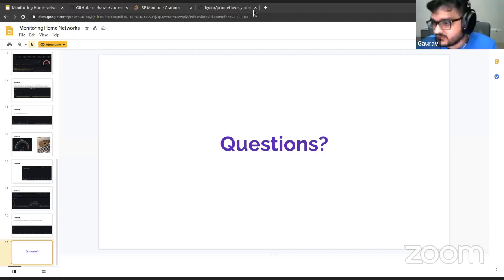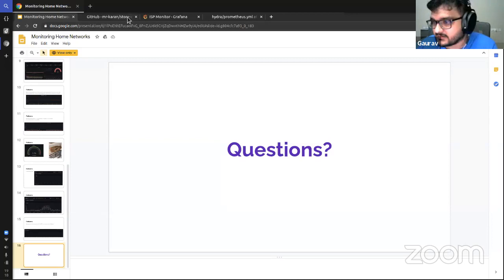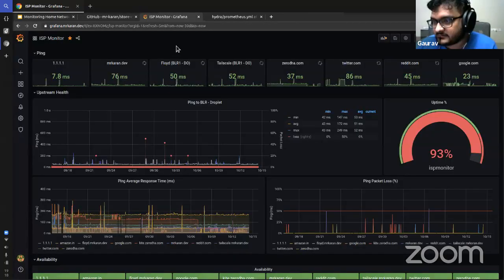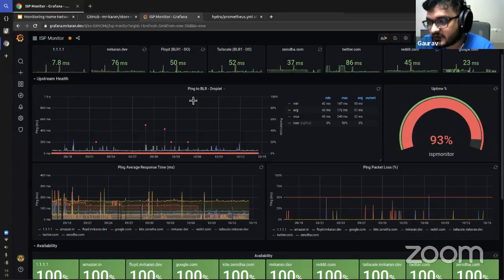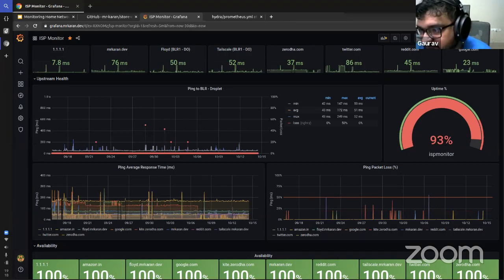This was definitely cool. I think there is a question in the chat for you, Karan. It says ICMP based monitoring for websites does not give accurate results. So, your take on that.